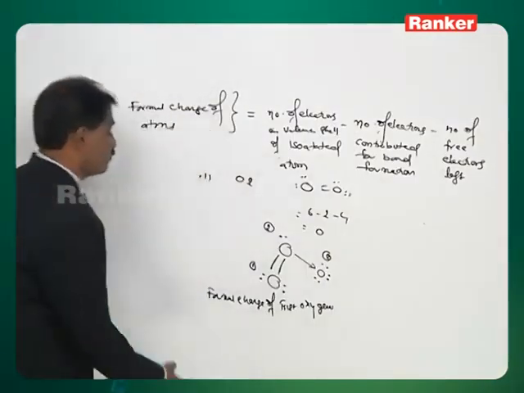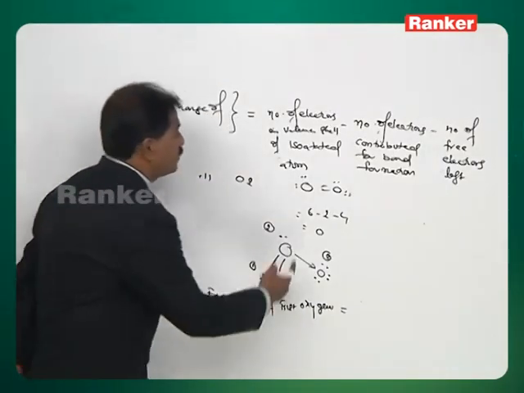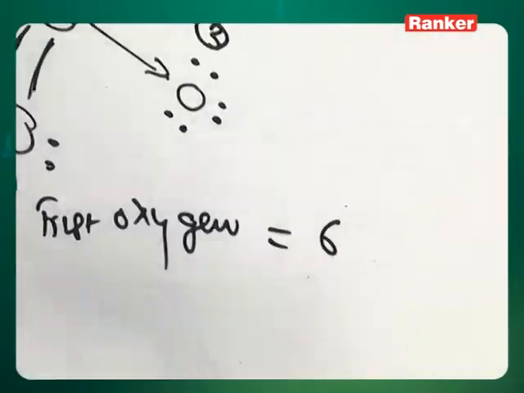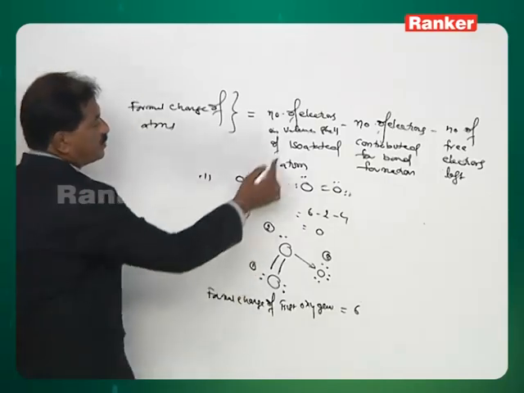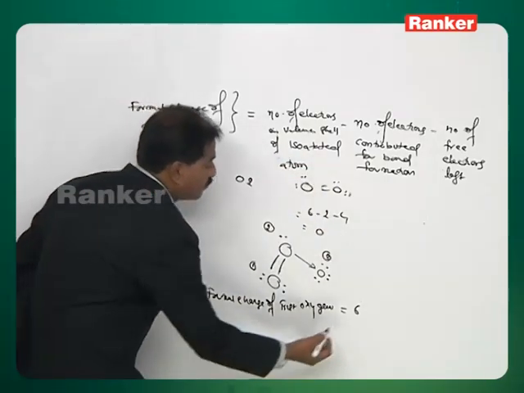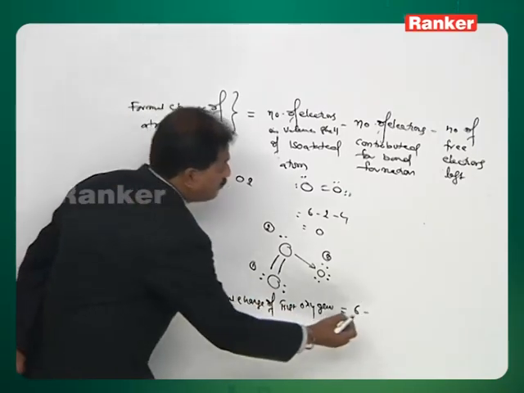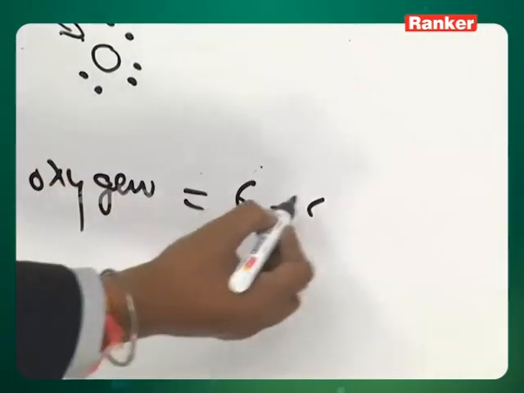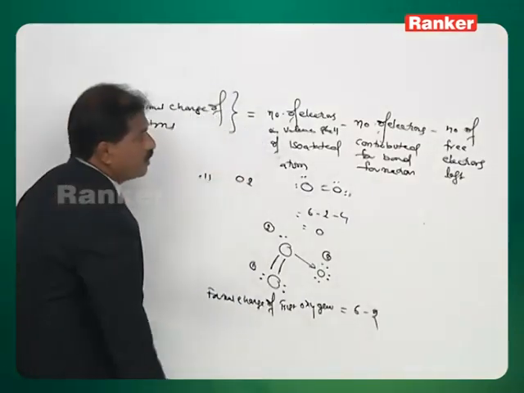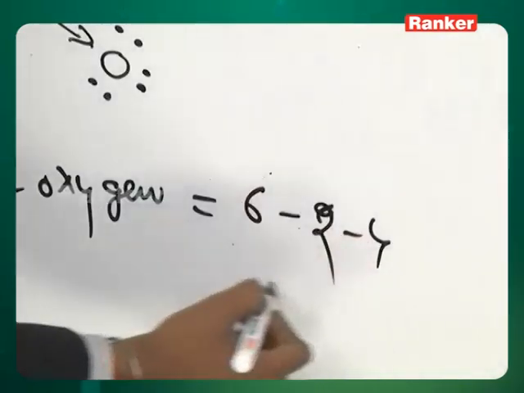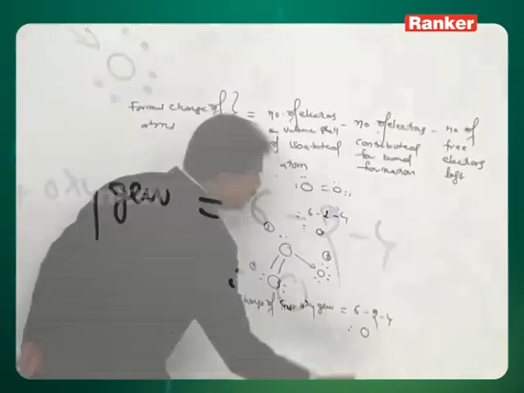First oxygen. Number of electrons present in the valence shell of the isolated atom. Next minus number of electrons contributed for bond formation, 2 electrons. Next number of free electrons left. Therefore formal charge here is 0.